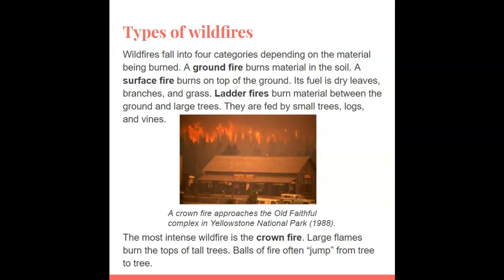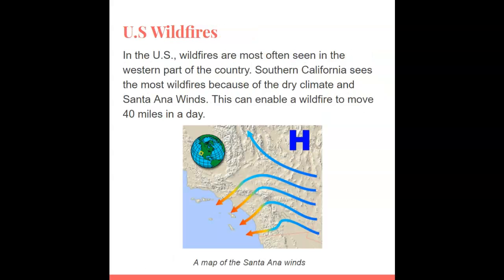Okay, and you can see an image there of a wildfire in action, and that's a crown fire approaching the Old Faithful complex in Yellowstone National Park. Okay, and that was taken in 1988. So that's an example there of a crown fire. So you can see it through the illustration. That adds more information to our knowledge.